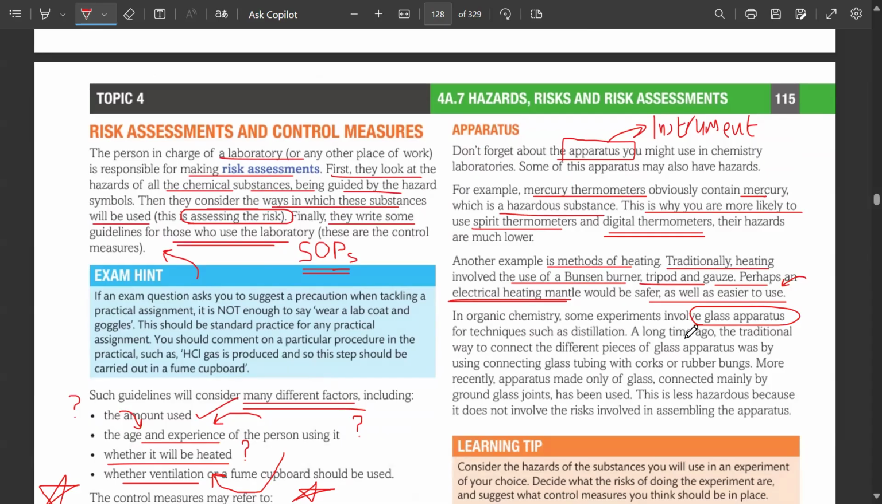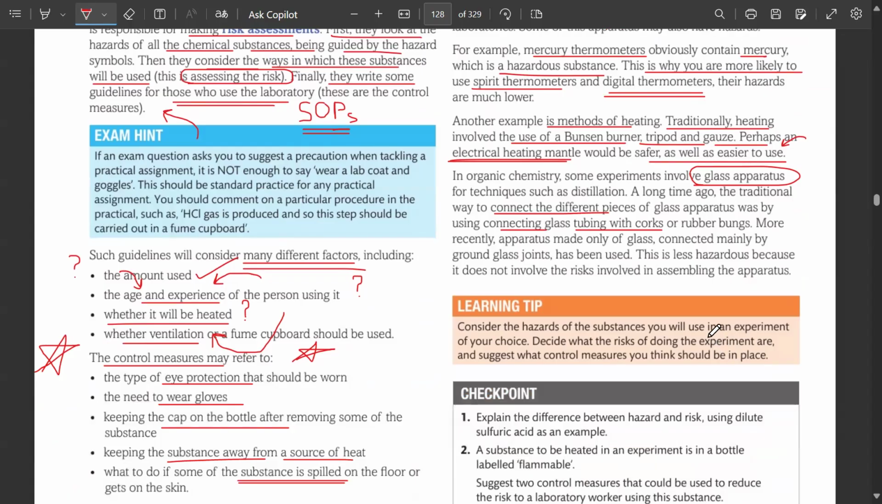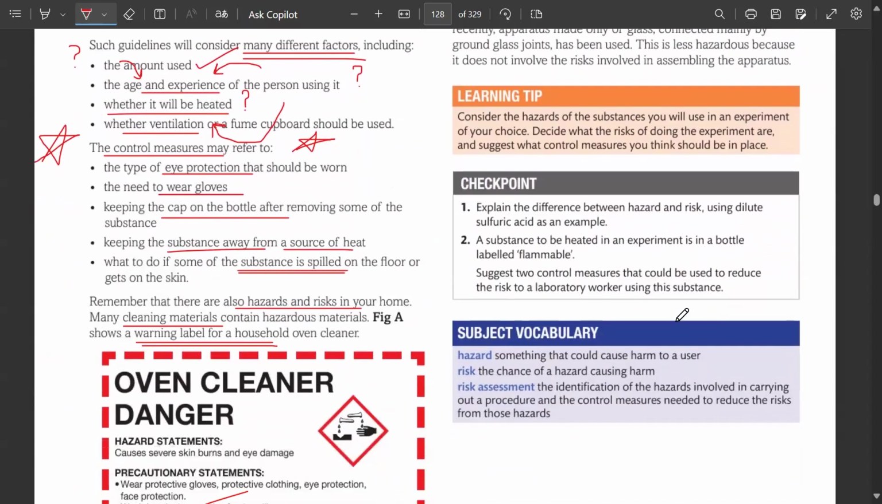Remember that. A long time ago, the traditional way to connect the different pieces of glass apparatus was by using connecting glass tubing with rubber bungs as well. Different joints used करते थे, and they used to be less hazardous.